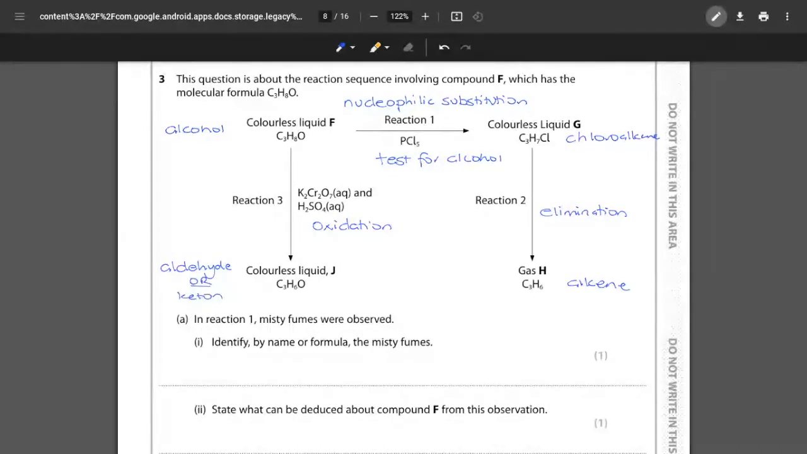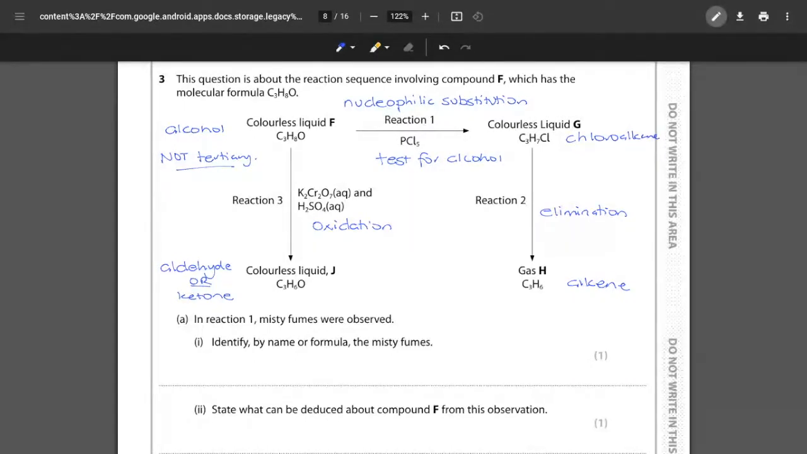At this point, we don't know because we don't know enough about the particular alcohol we're using. We don't know, is it primary or is it secondary? What we do know is that it is not tertiary. The fact that it can undergo an oxidation means it is not tertiary.